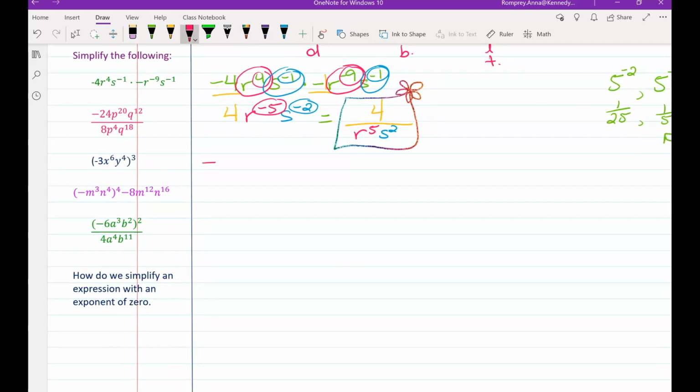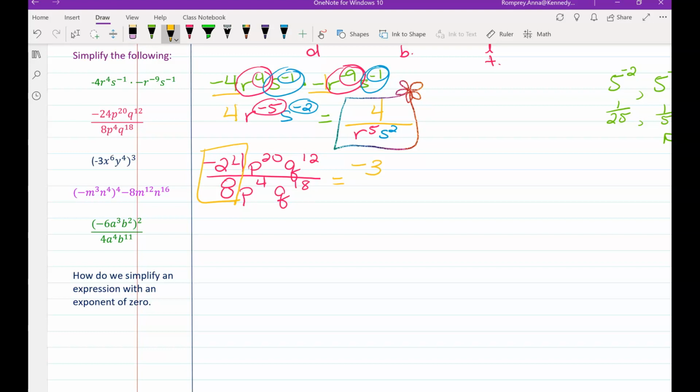So negative 24 P to the 20th, Q to the 12th, divided by 8 P to the 4th, Q to the 18th. Awesome. All right, so again, we're going to group. Let's look at our coefficients first. What's negative 24 divided by 8? Negative 3.